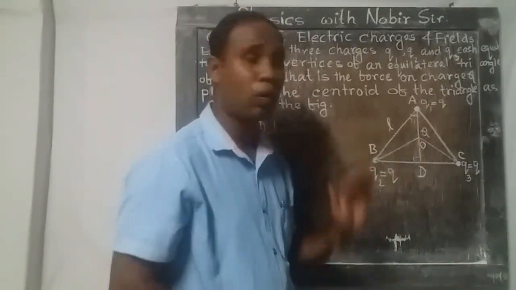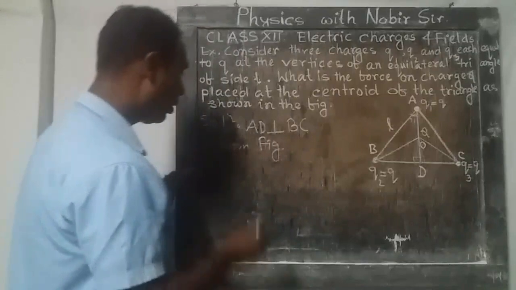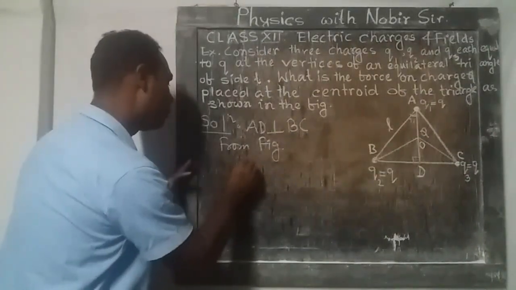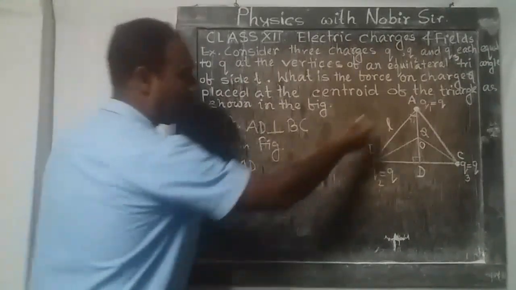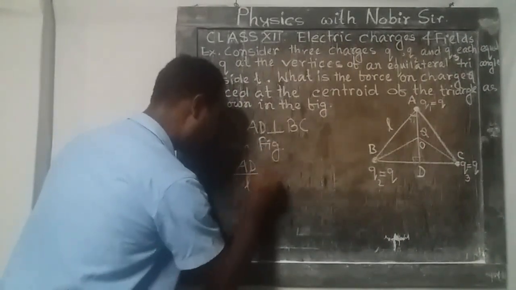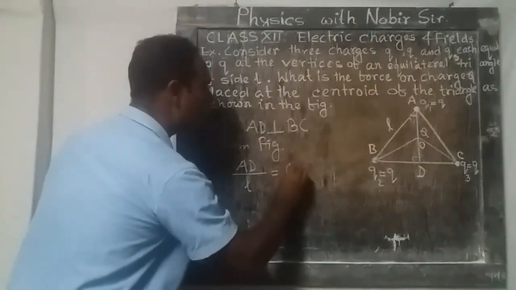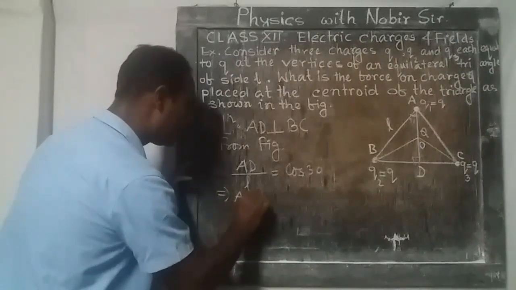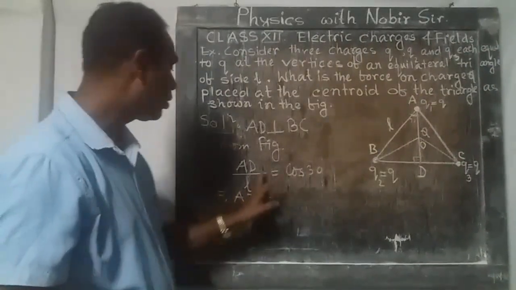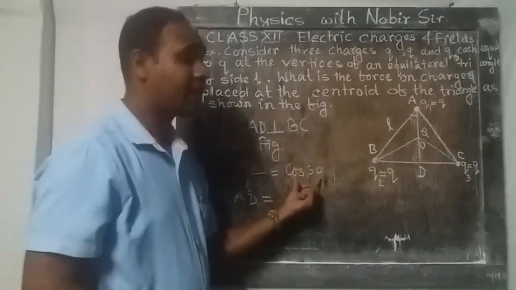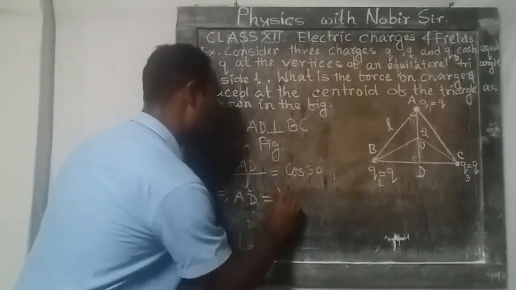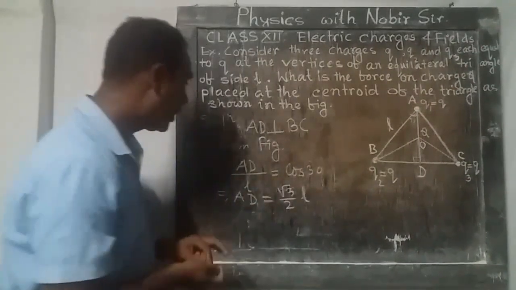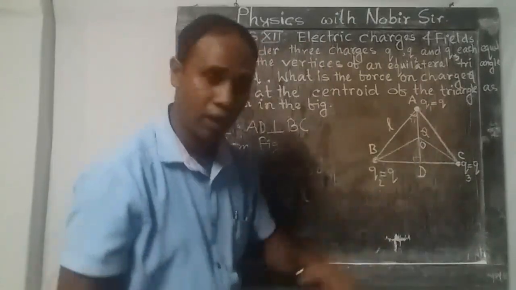Base by hypotenuse is cos theta. So from the figure we can write AD, the base, by hypotenuse L, equal to cos 30 degree. So from here AD equals L cos 30. Cos 30 degree means root 3 by 2, so AD equals root 3 by 2 L. We have found AD, this distance.